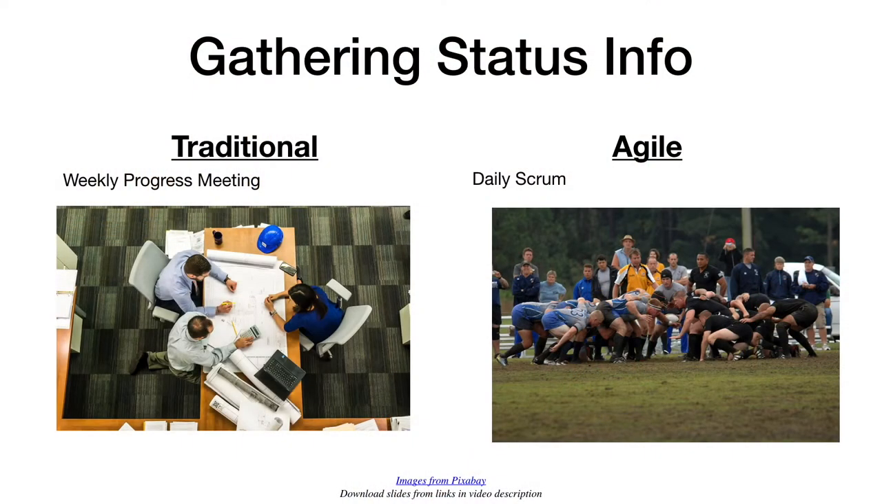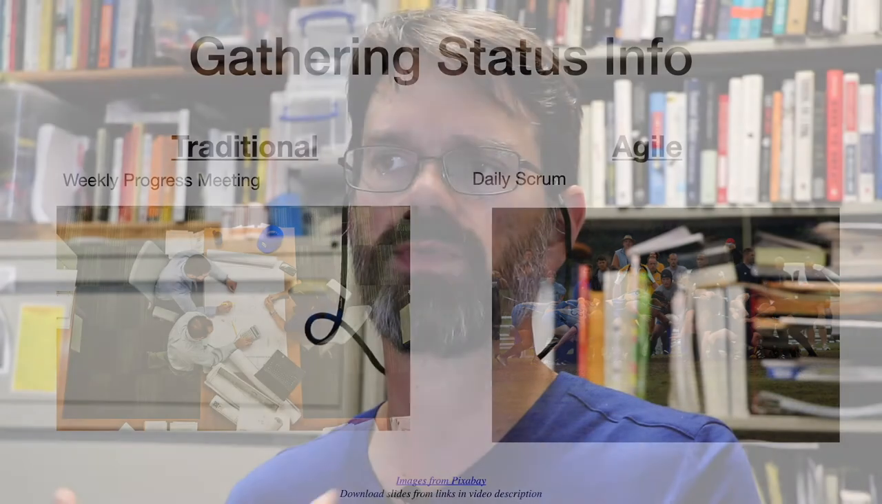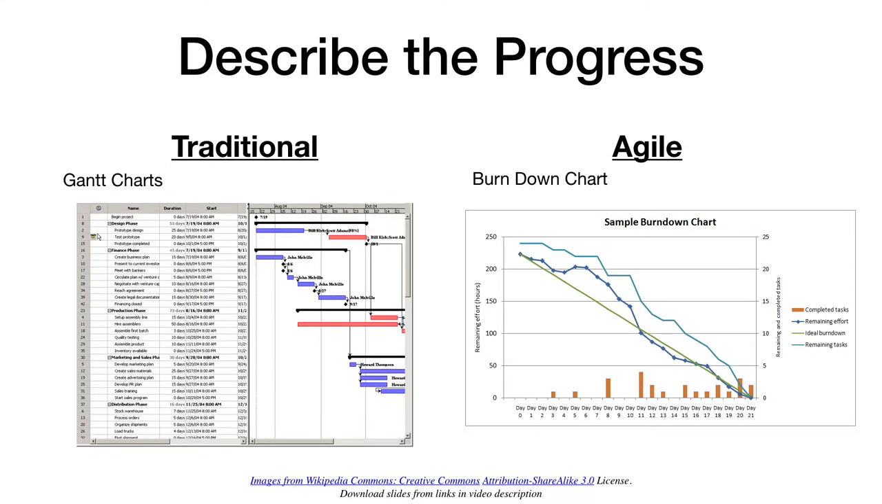We have to have some way to gather information about how the project is going. So in a traditional project, we might have a weekly progress meeting. In an Agile project, we might have our daily scrum or stand-up meeting. Once we gather that information, we have to have some way to describe the progress we've been making so far, not only for ourselves, but also for upper management as well. So we might use a Gantt chart in a traditional project. We might use a burndown chart in an Agile project.